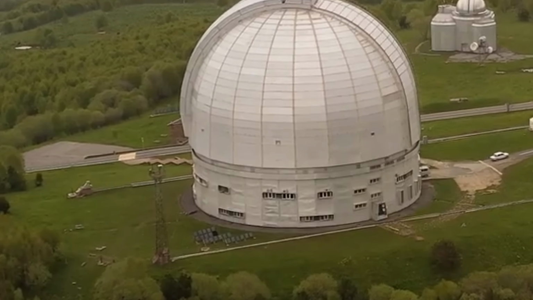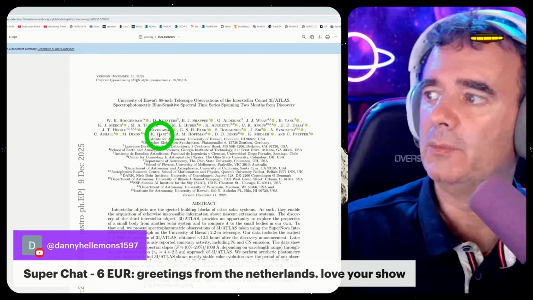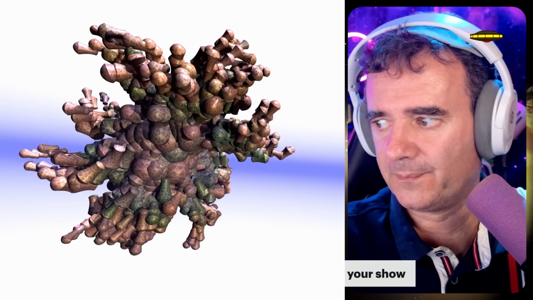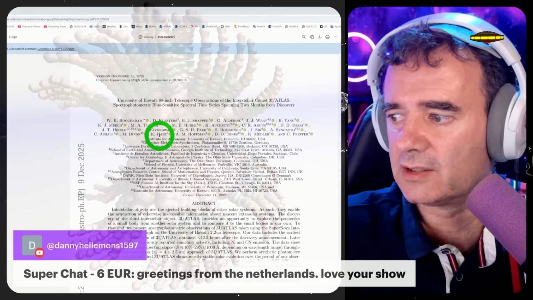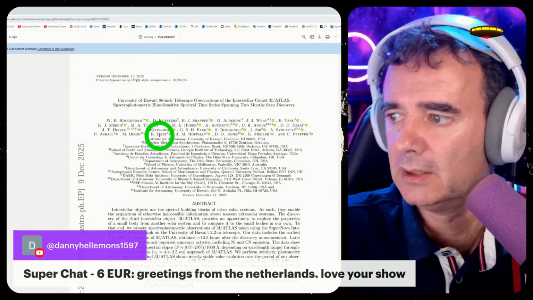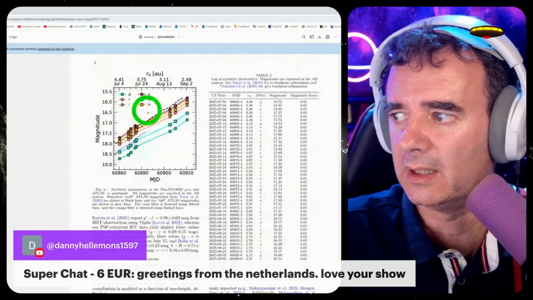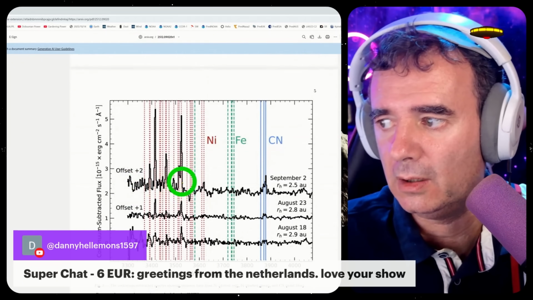This is a new study, University of Hawaii telescope, 88-inch telescope, a professional one. Observations of 3I/ATLAS. So basically what they did with this new study was try to explain the components that are weird. You can see here again the formulas, the graphics.